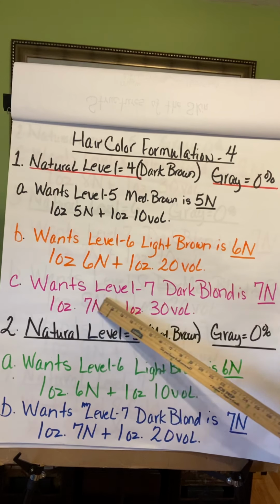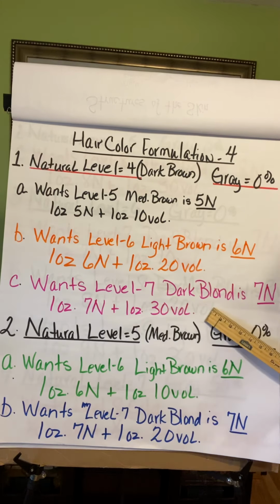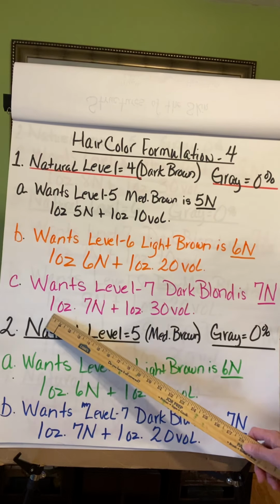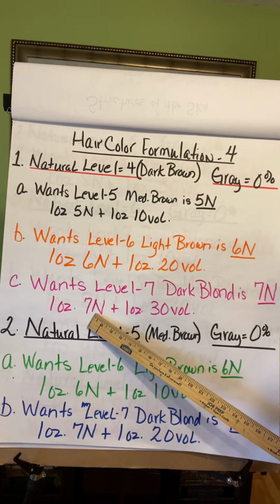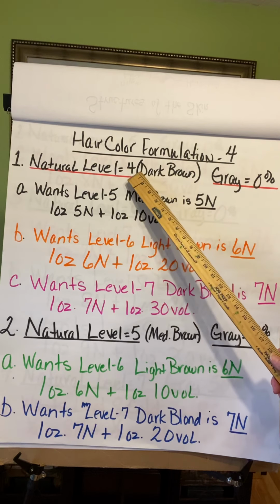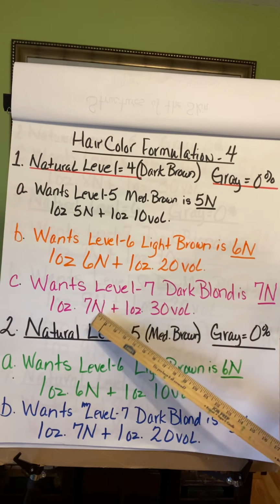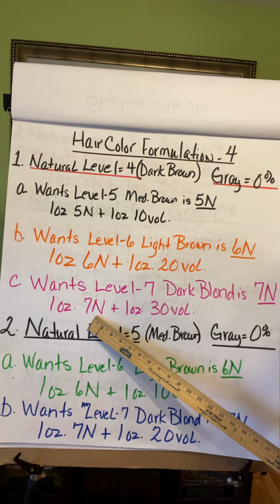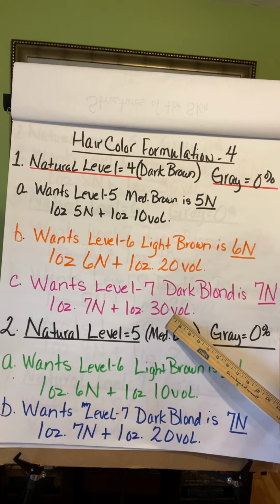C, she wants to be a level 7 dark blonde, which is written as 7N. So it's 1 ounce of 7N, 7 because she's a level 4. She wants to be a level 7, and you got to put a level 7 plus 1 ounce of 30 volume developer. 30 volume developer because you're lifting 3 levels.